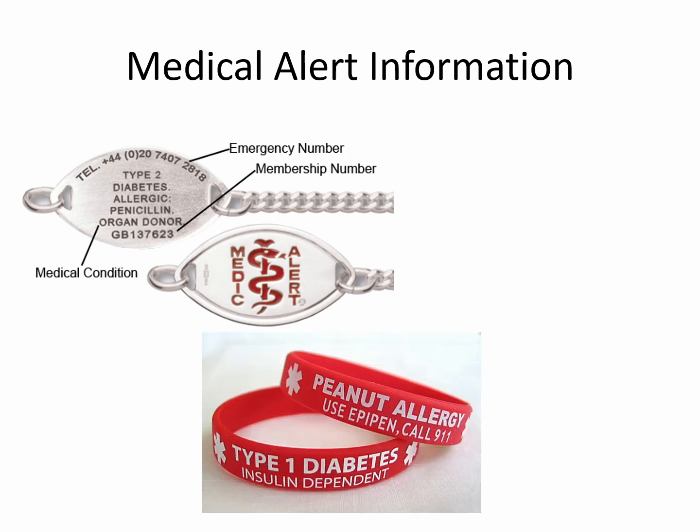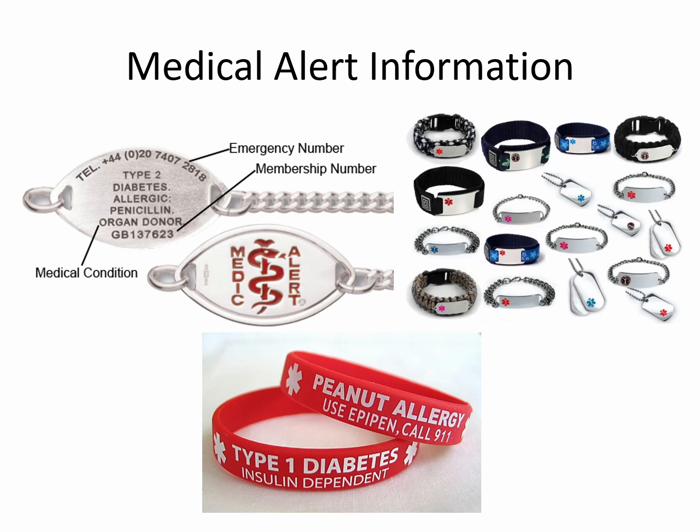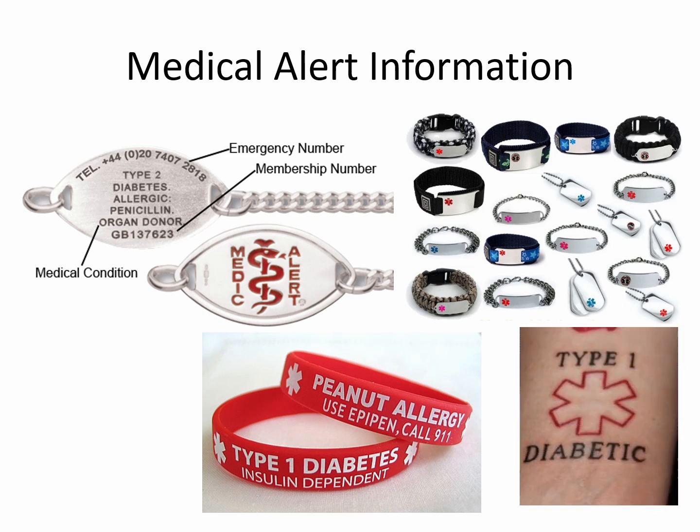They come in different forms. You can have rubber band types that might only be used in special events, for example. And they come in again different forms. So you can have paracord bracelets, chains, necklaces, for example. And some people even get them tattooed on themselves.